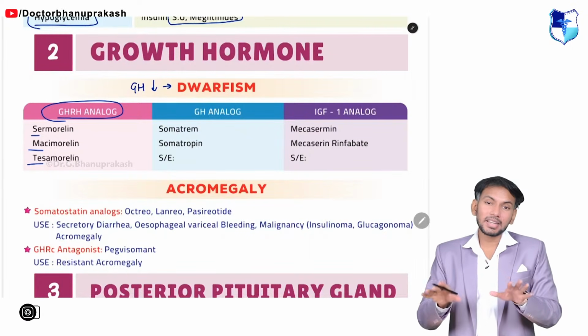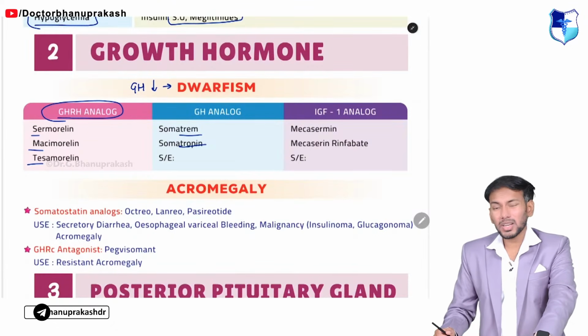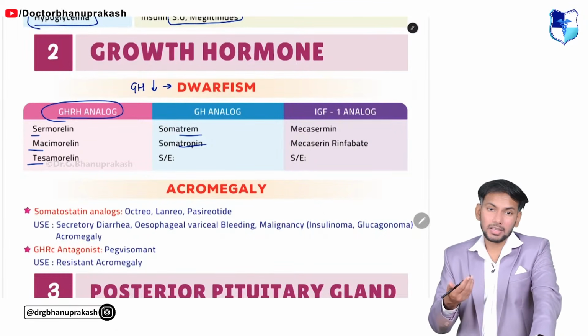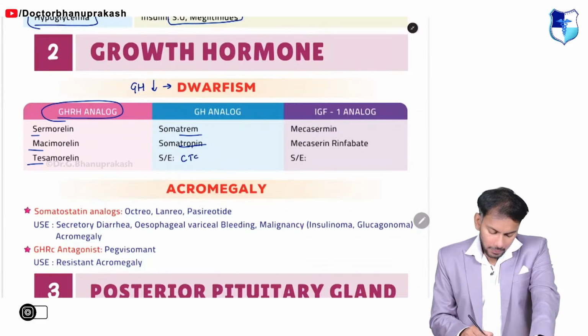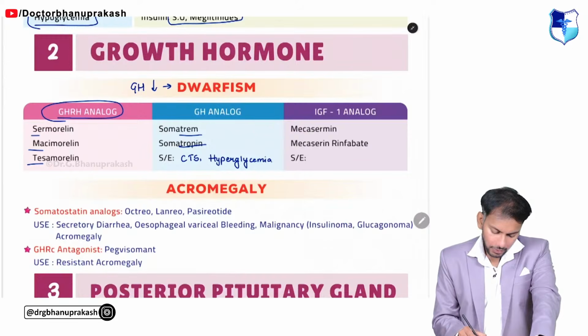Next are growth hormone analogs. They look exactly like growth hormone. So these drugs are somatrem and somatropin. What are the side effects? If growth hormone increases, it will cause carpal tunnel syndrome and hyperglycemia. Carpal tunnel syndrome and hyperglycemia.